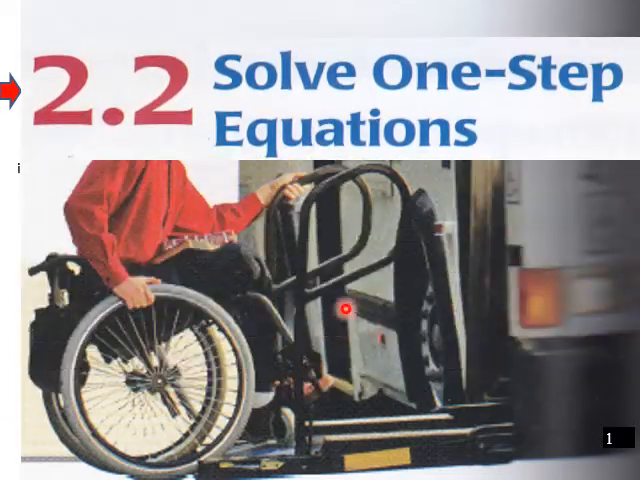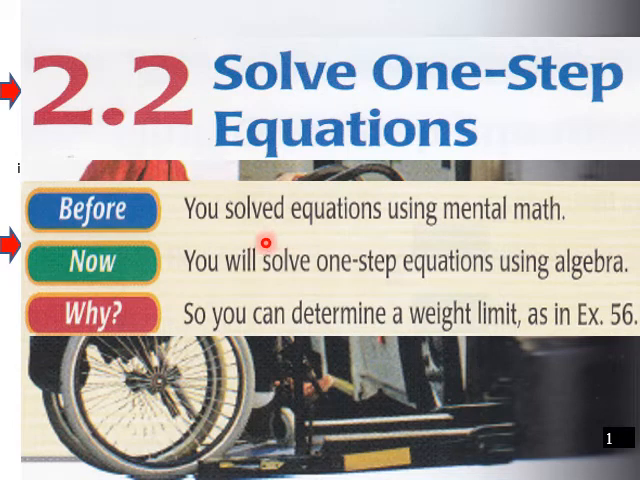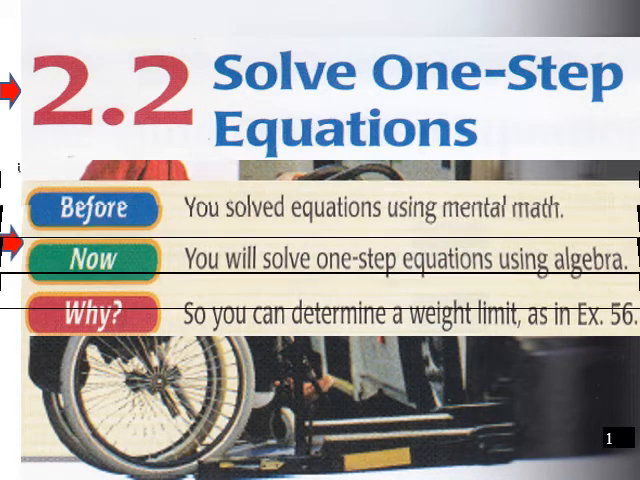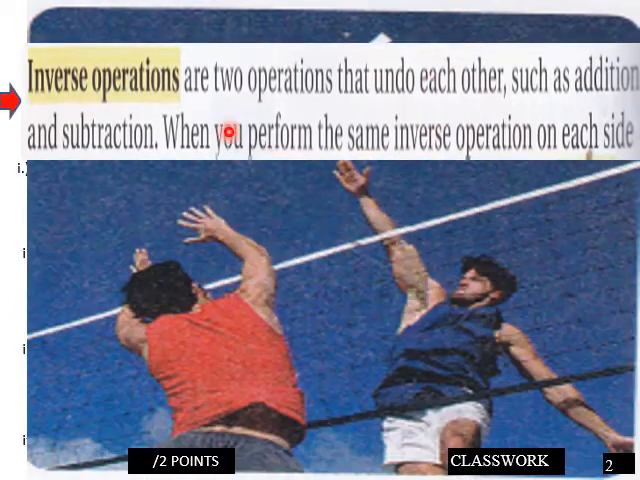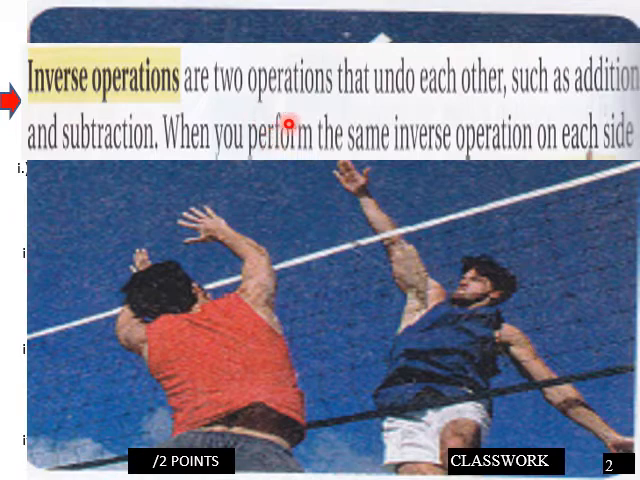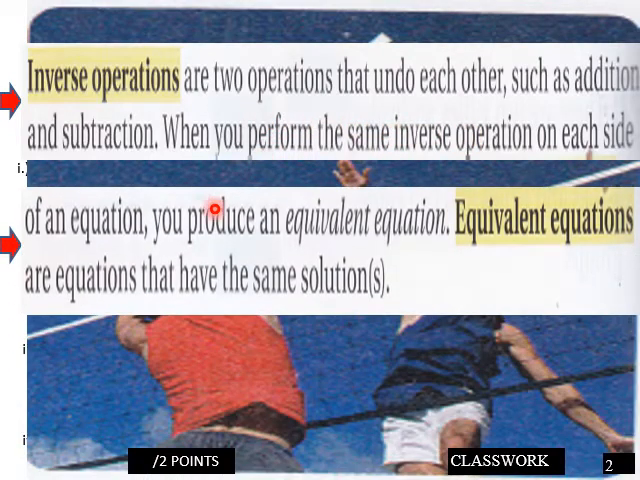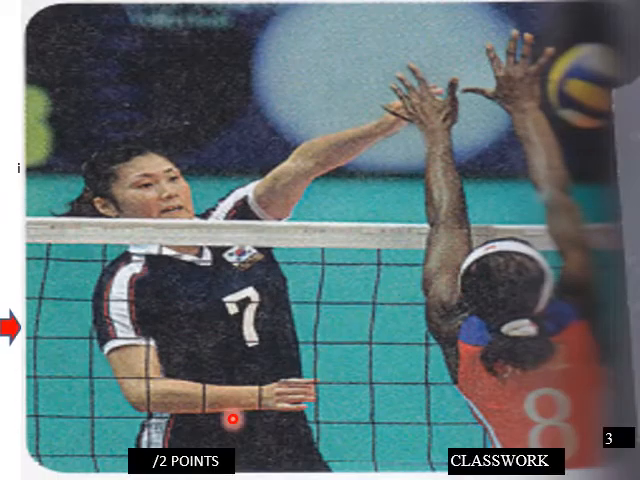Okay, so into our lesson 2.2, solve one-step equations. You've solved equations using mental math. You will solve one-step equations using algebra this time. Inverse operations are two operations that undo each other, such as addition and subtraction. When you perform the same inverse operation on each side of an equation, you produce an equivalent equation. The equivalent equations have the same solution.